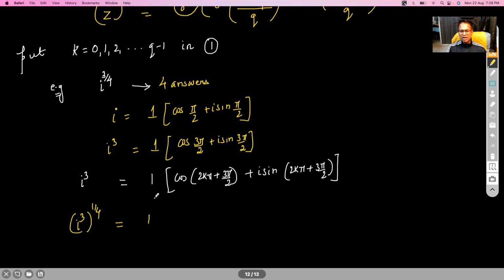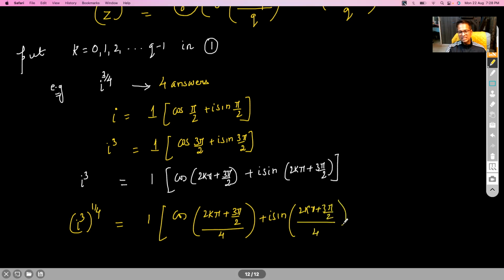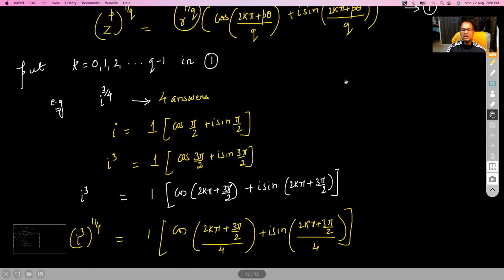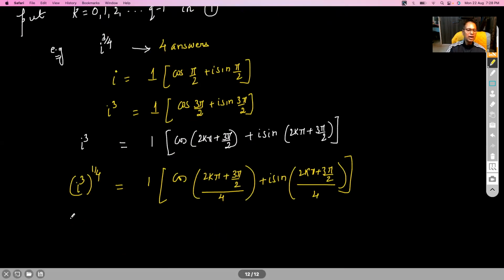So 1 to the power 1/4, that is 1 itself. And that 1/4 I'm going to multiply to this argument. So this divided by 4. So basically I have reached which step? I have reached this step. Okay. Now, in order to get my 4 answers, I have to put k value as 0, 1, 2, and 3.